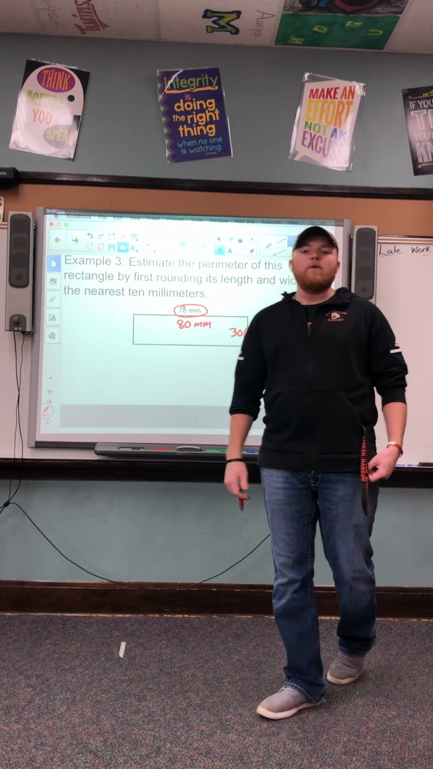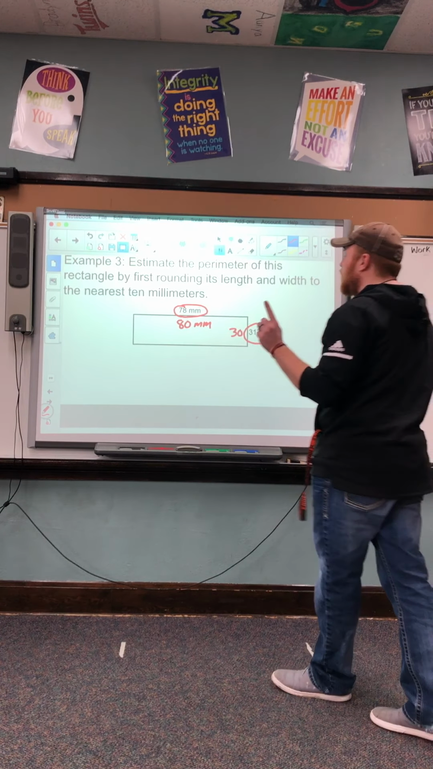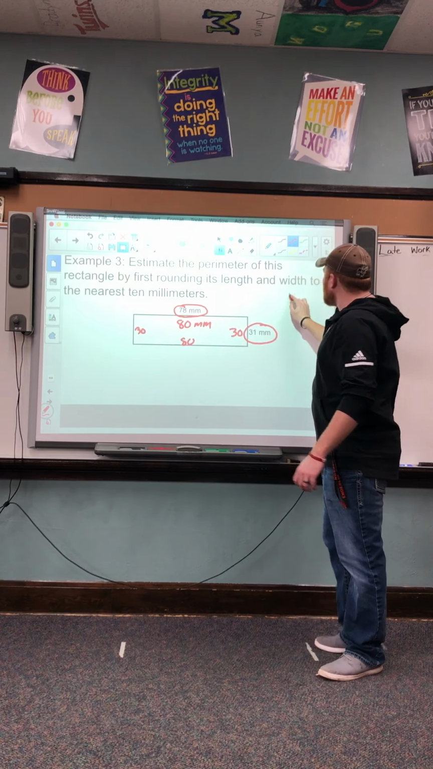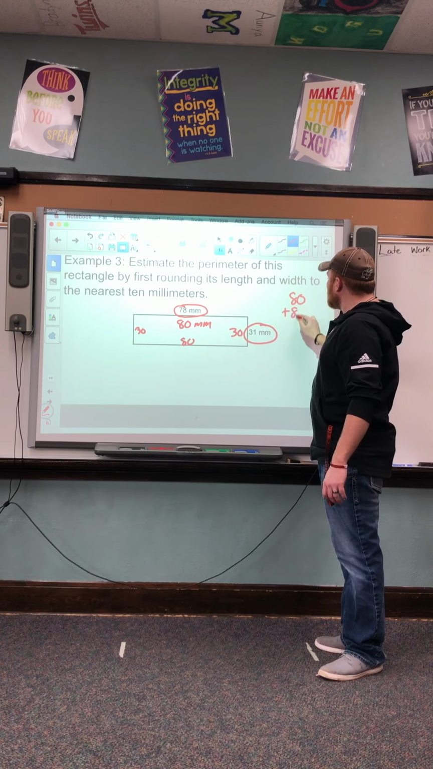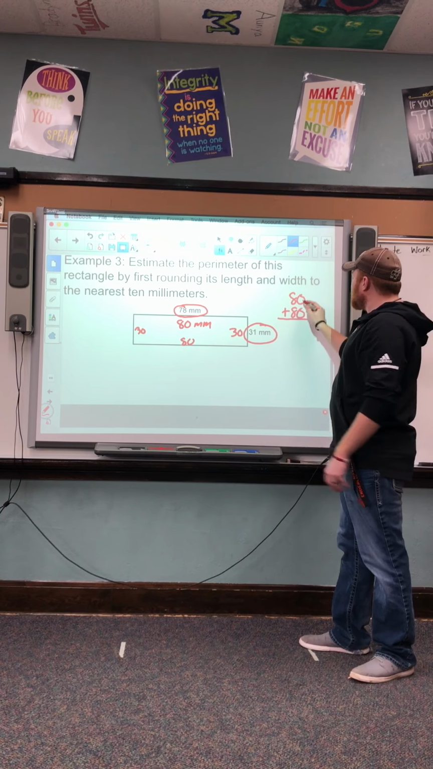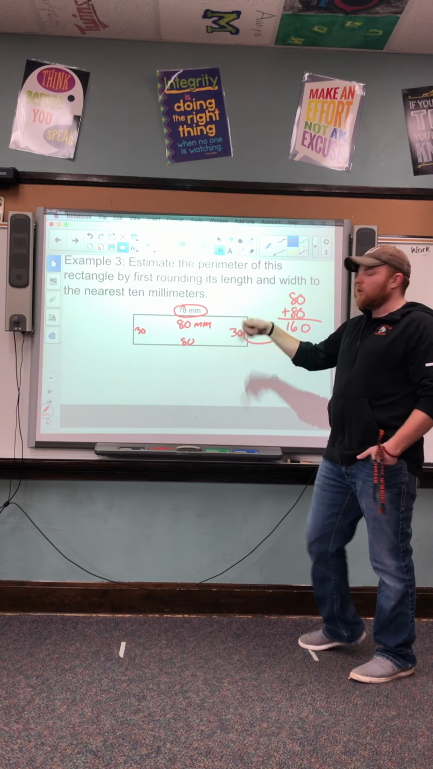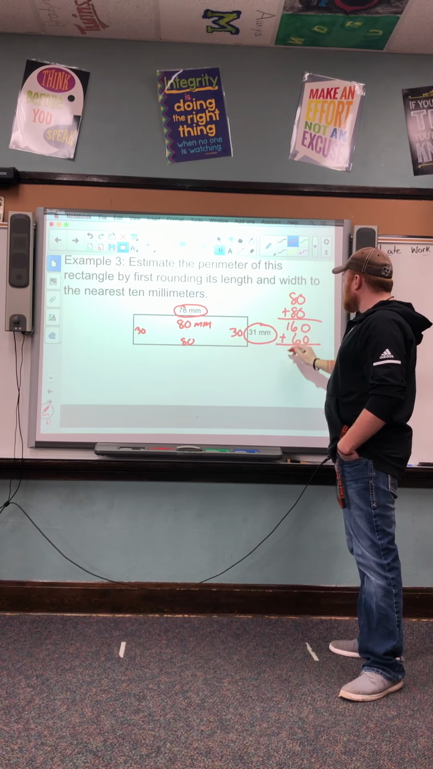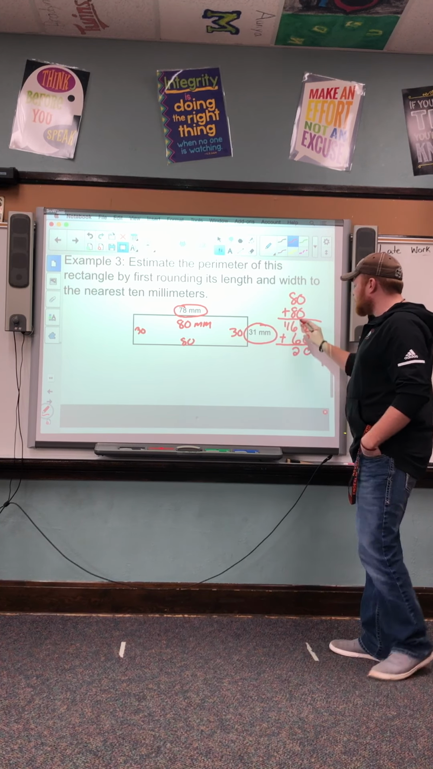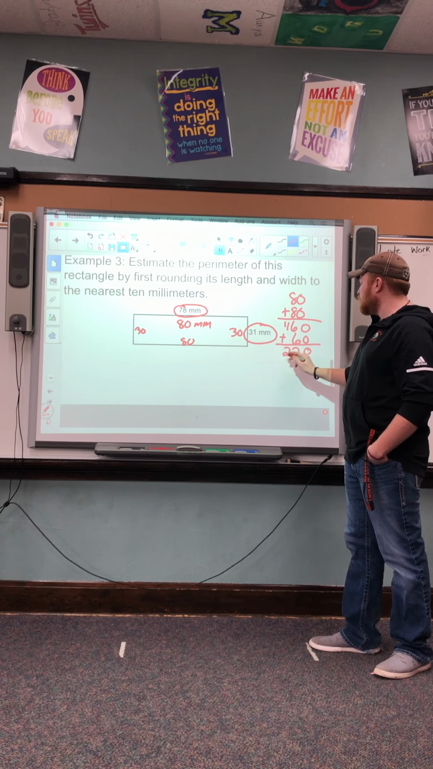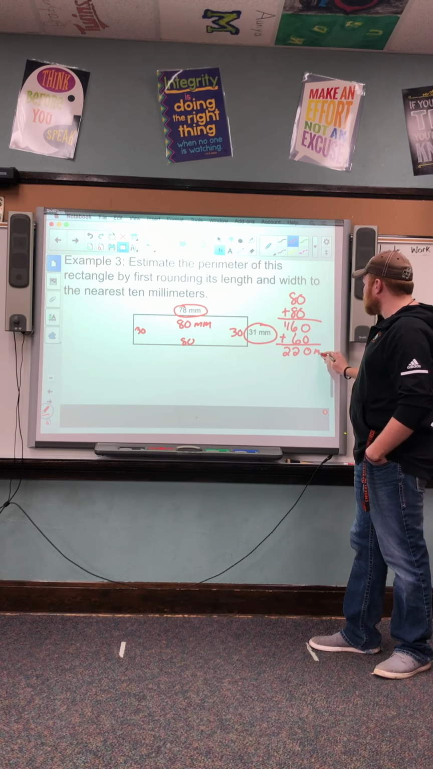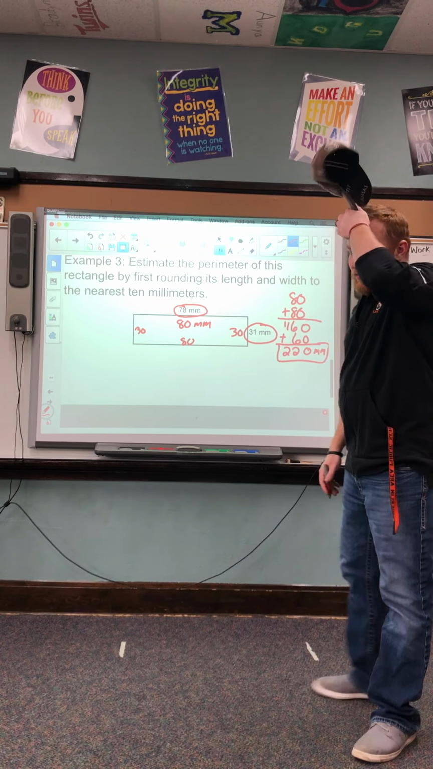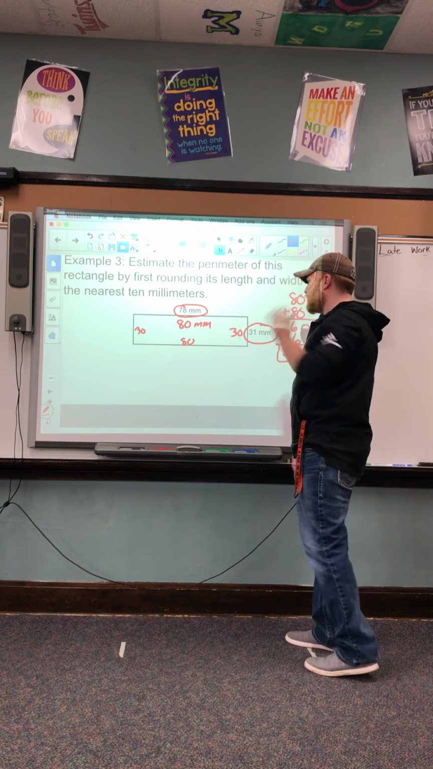Now, perimeter, how do we find the perimeter of a rectangle? We add up all the sides. Okay, so we have 80, 80, 30, 30. We have 80 plus 80, add those two up first, we would have 160, and we can do 30 plus 30 mentally, that would be 60. And then add that up, we should get 0, 6 plus 6 is 12, 1 plus 1 is 2. So then our label would be 220 millimeters. That would be the estimated perimeter of the rectangle.